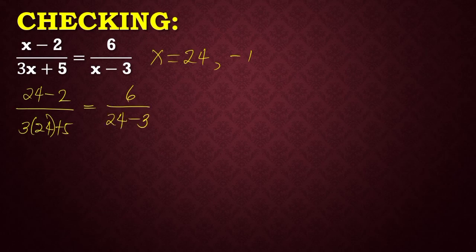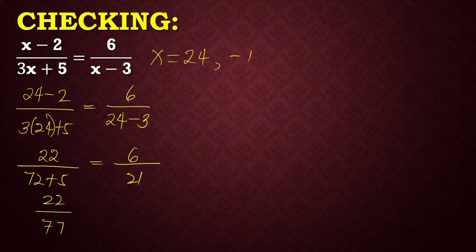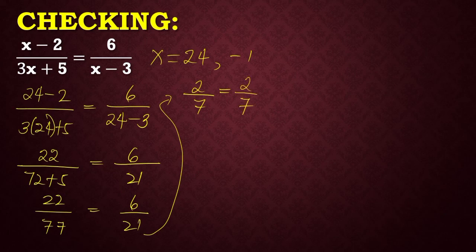So, 24 minus 2, that is 22. And then 3 times 24, that is 72 plus 5, is equal to 6 over 24 minus 3, that is 21. So, if we add 72 and 5, that is 77, is equal to 6 over 21. Pwede nating i-lowest term ang 22 over 77. Paano yon? Ang common factor ng 22 tsaka 77 ay 11. So, 22 divided by 11, that is 2 over, and then 77 divided by 11, that is 7, equals, ang lowest term ng 6 over 21 ay 2 over 7, kasi ang common factor nila is 3. So, x equals negative 1 naman.